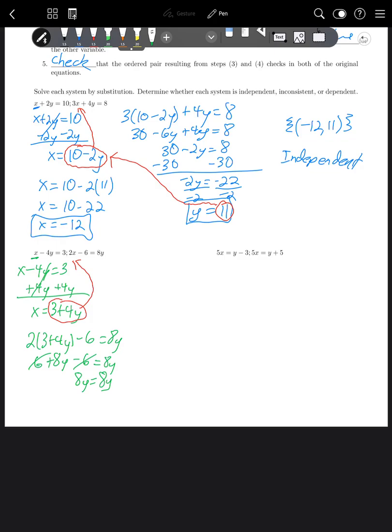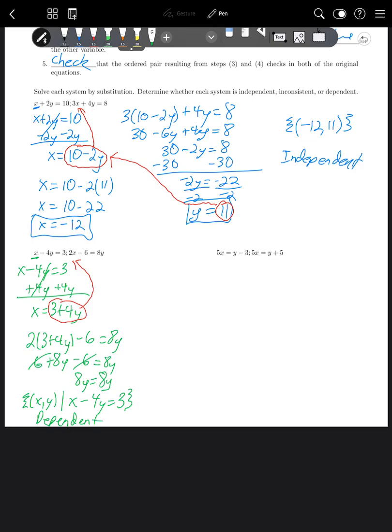Now, that tells us that this equation that we got is an identity, right? That was something that we talked about way back in chapter 1, that this kind of an equation is an identity because it's always true. So what that tells us is that these are actually the same line, okay? So I got an identity, so these are the same line. So that means our solution set is all x comma y such that x minus 4y equals 3. And this is a dependent system.